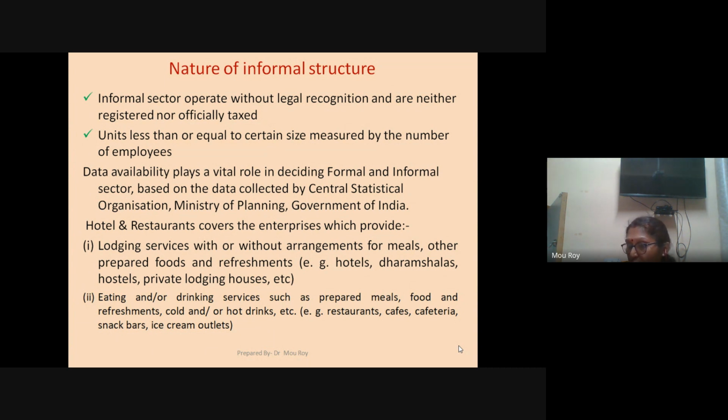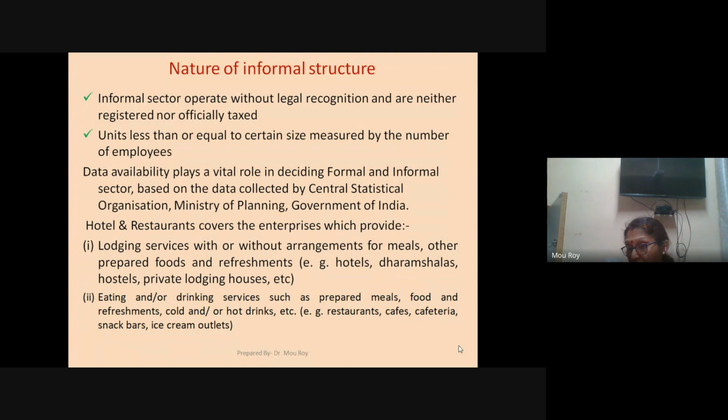Especially in tourist destinations, you'll find a lot of this type of hotel cropping up. People having their own houses make a 3-4 storied building and rent it, but they don't have proper approval from the development authority, the government, or the pollution control board. So this makes them informal. And after some years, when the government comes to know, they demolish all this type of infrastructure. So you should be very careful.